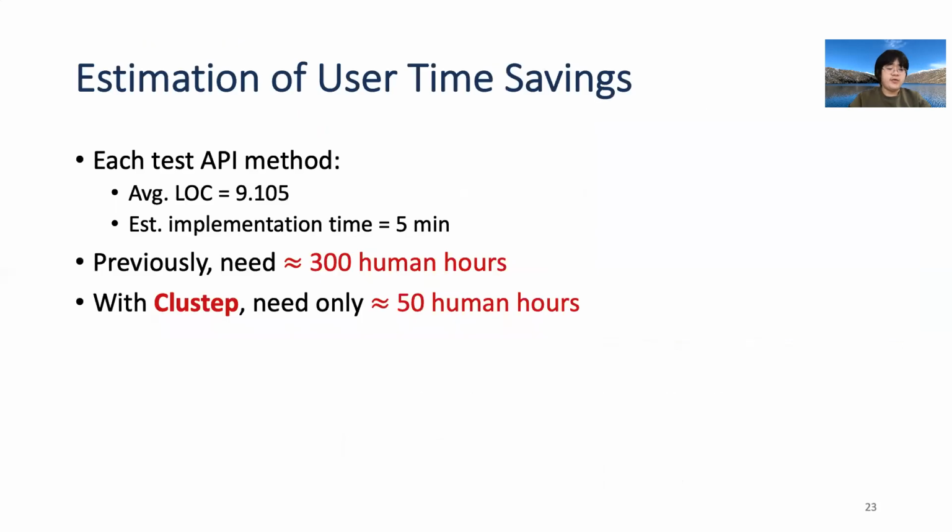To further study their utility, we also estimated the user time savings. The average length of code for each test API method is 9.505 lines. And according to the feedback from the human testers, the estimated implementation time is 5 minutes. Therefore, previously, we needed about 300 human hours. With the tool, we can reduce the time to just about 50 human hours. Since the size of test cases is still rapidly growing in WeChat, we expect larger and larger time savings.